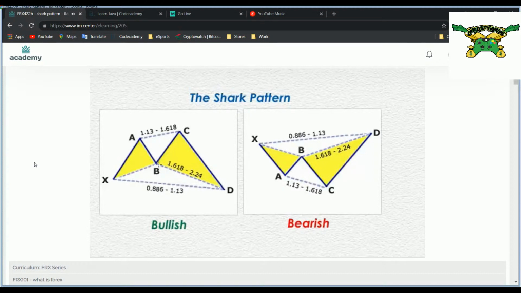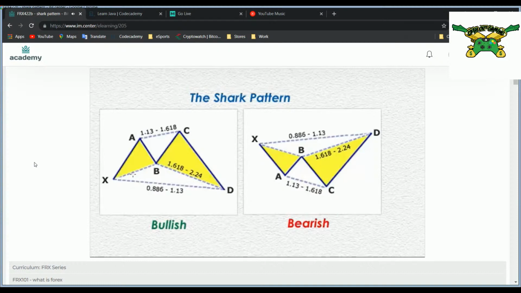The A to B, there is no retracement value needed, but the other criteria is when you have A, B, up to C, it can fall between a 1.13 and a 1.618 extension. From the B to C down to D leg, it's a 1.618 to a 2.24 extension. And then important is the X to D leg, the retracement.